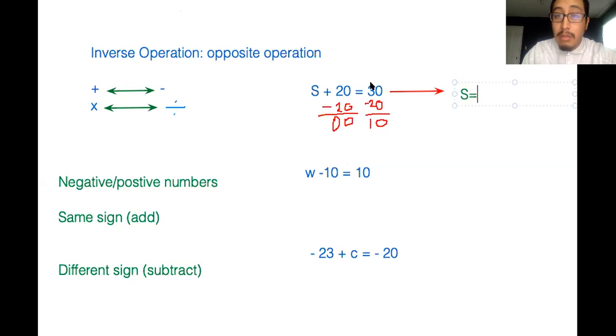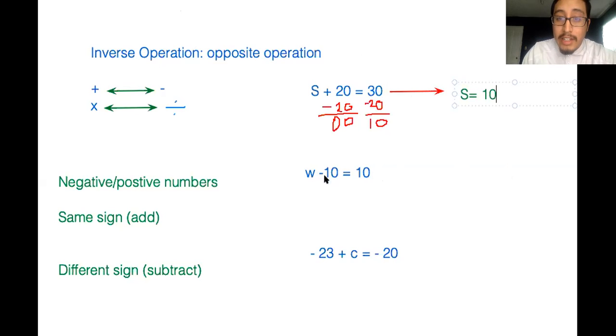And then what did you end up on the right side? 30 minus 20 is 10. And that's all you guys have to do, y'all. Inverse operations. All right. So let's go on to the next one. The next one is W minus 10 equals 10.